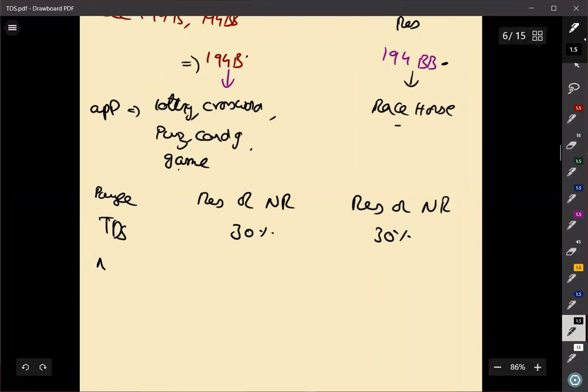Now, no TDS is required to be deducted if the amount does not exceed rupees 10,000, then no TDS is required. Same case here, does not exceed 10,000, no TDS is required to be deducted.